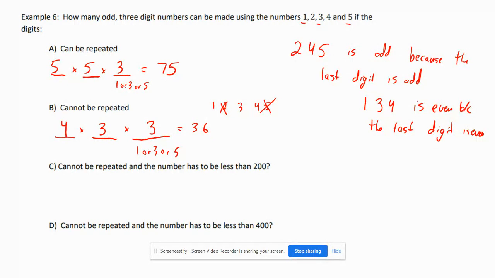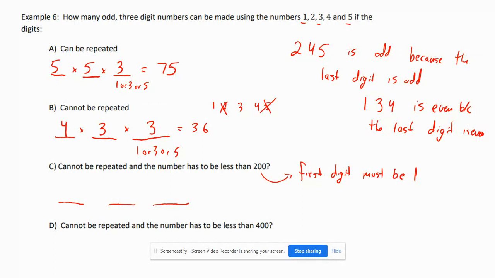They cannot be repeated, and the number has to be less than 200. So a little bit tricky over here. We call these permutations with restrictions. Now, if the number has to be less than 200, does this imply that the first digit must be 1?